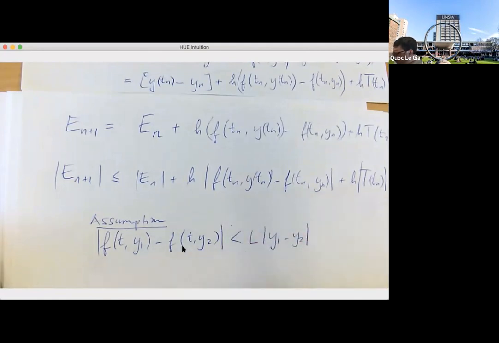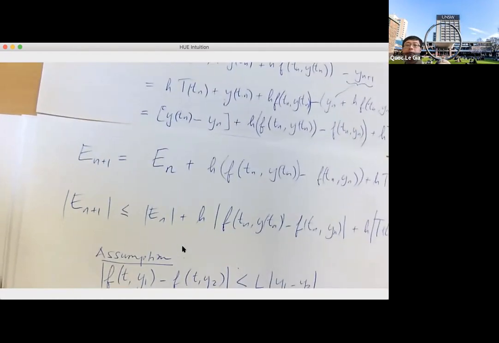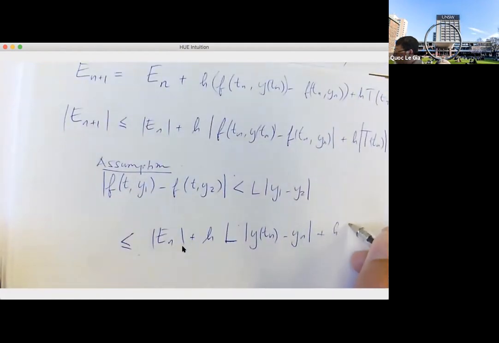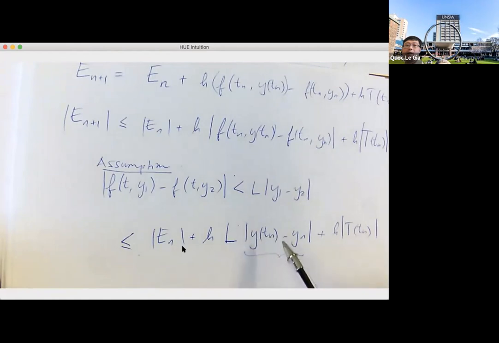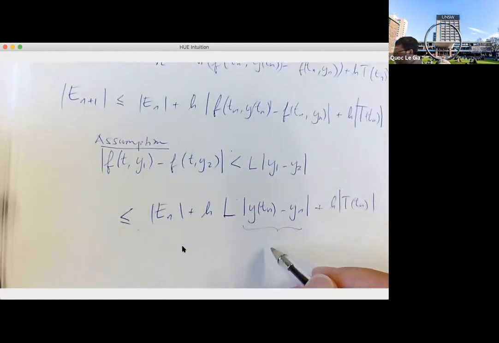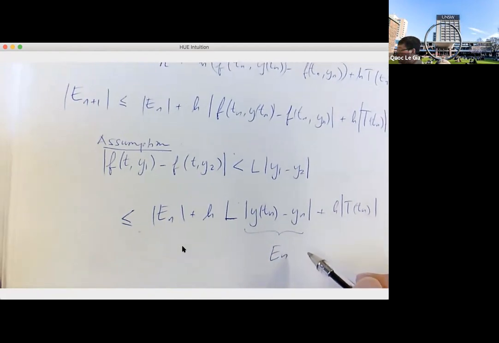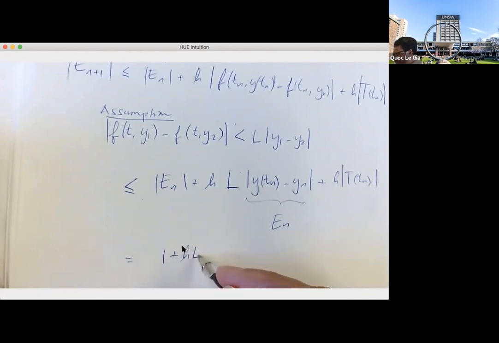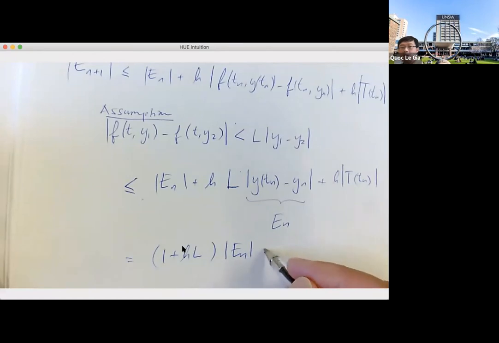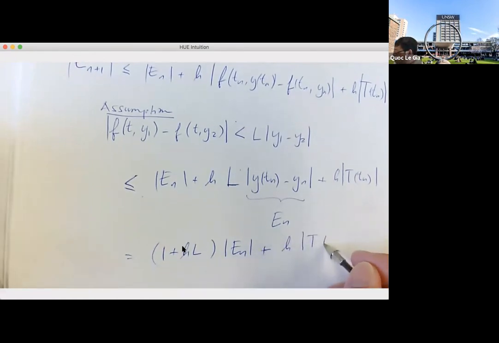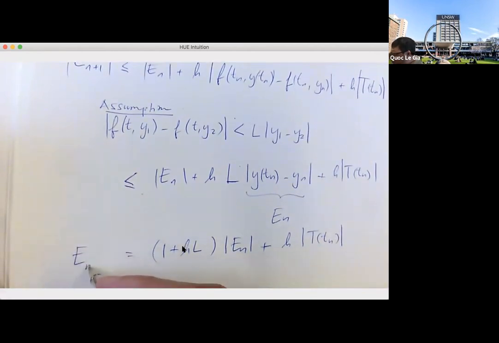So if I can apply this assumption, then I have E_n plus h L times |y1 minus y2|, which just becomes y(t_n) minus y_n, plus h times the truncation error T_n. But what is this one? This one is just E_n, the error at step n. So then the whole thing is 1 plus hL times E_n plus h T_n. Okay, so you got something like this.